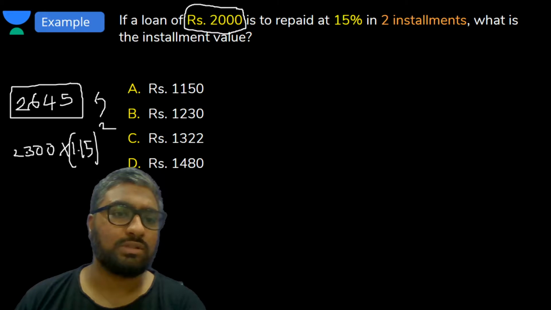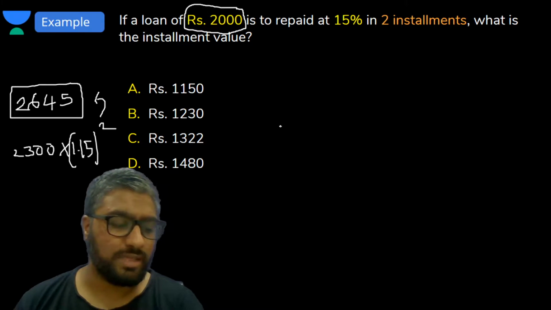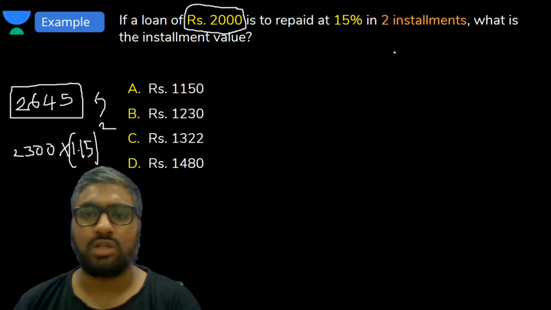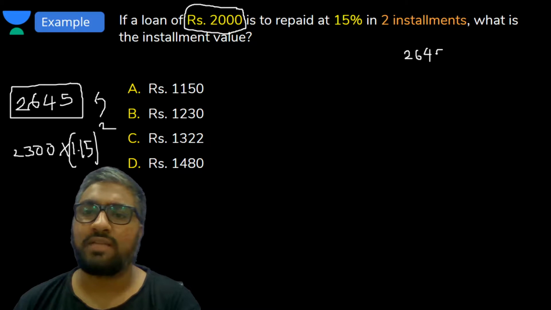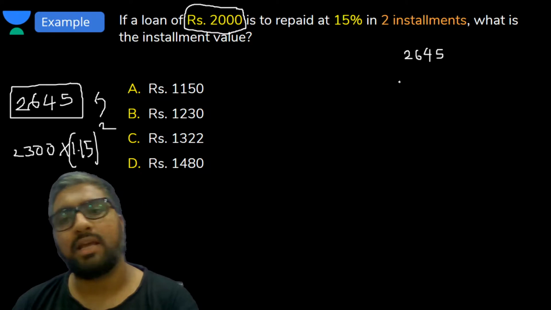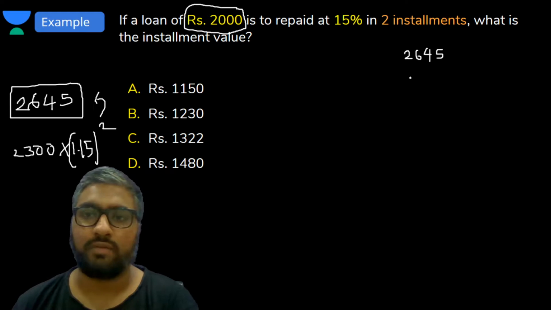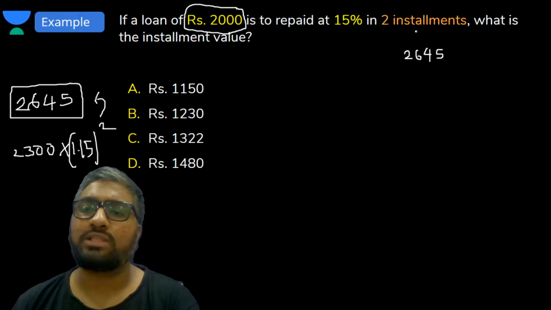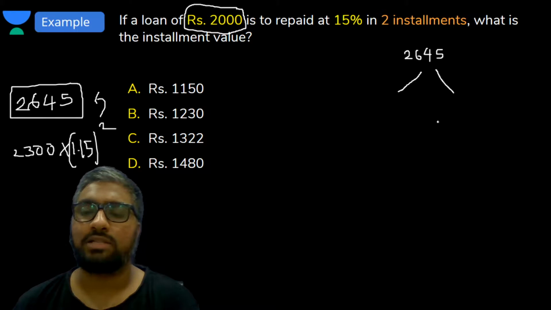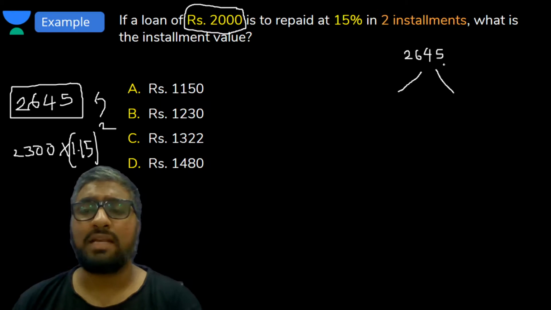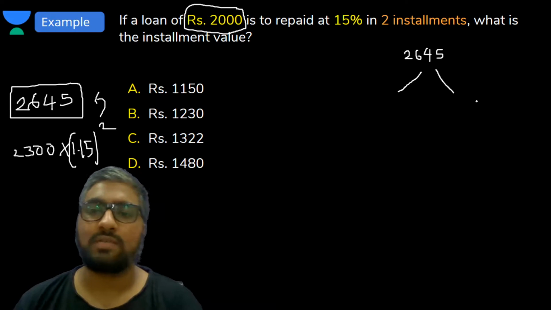Now, 2645, right? 2645 needs to be split into two installments. 2645 is the amount that you owe to the bank. Not ₹1 more, not ₹1 less than 2645. You have to pay them exactly 2645. Now when they say two installments or two equal installments, do they mean both these values would be equal? No, these would not be equal.